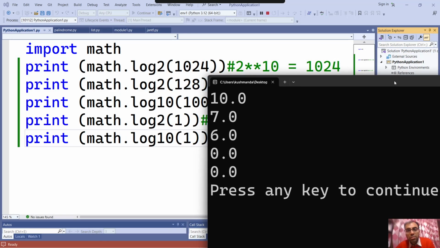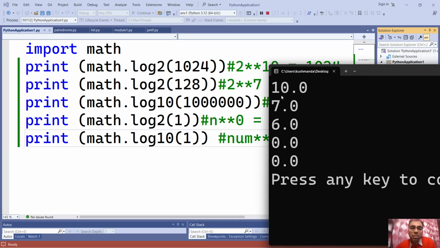Here you are. So 2 to the power 10 is 10. This is equal to 1000. 2 to the power 10 is equal to 1024. 2 to the power 7 is equal to 128. I'm getting 7. Then here 10 to the power 6, and here 0 zeros, which I have already explained to you.